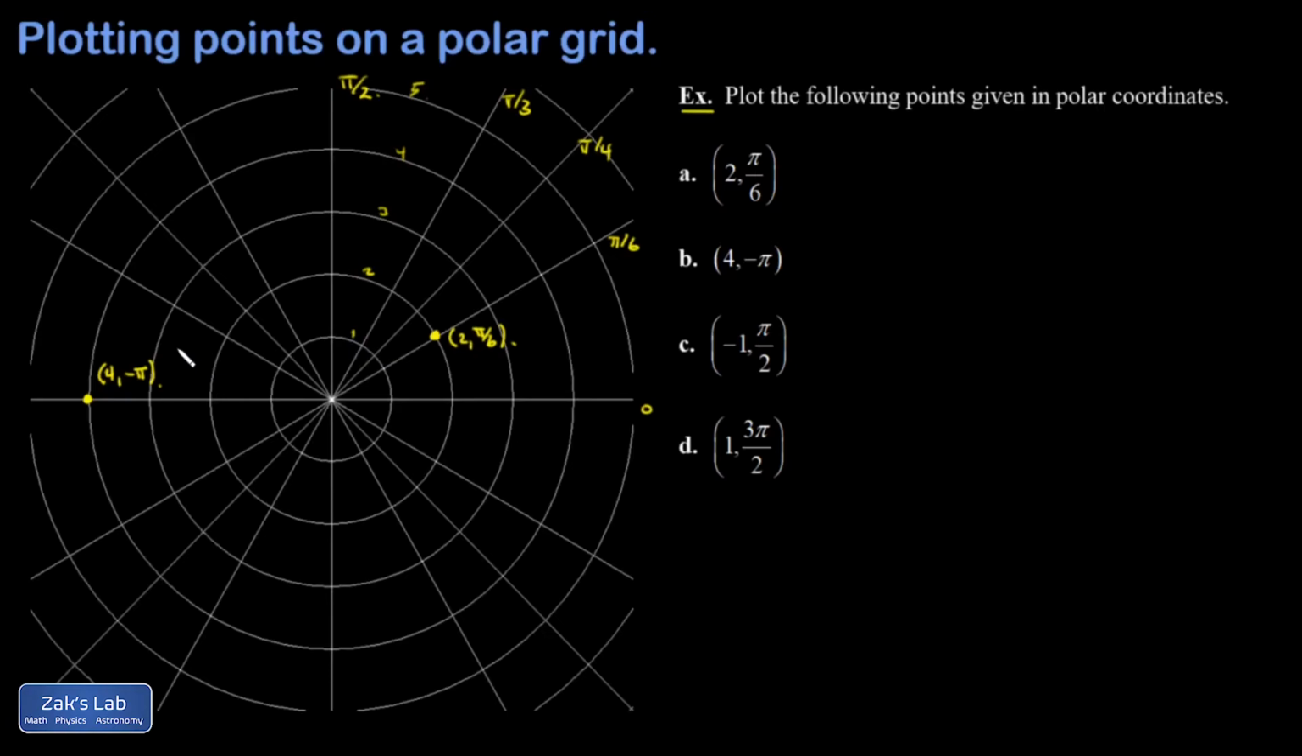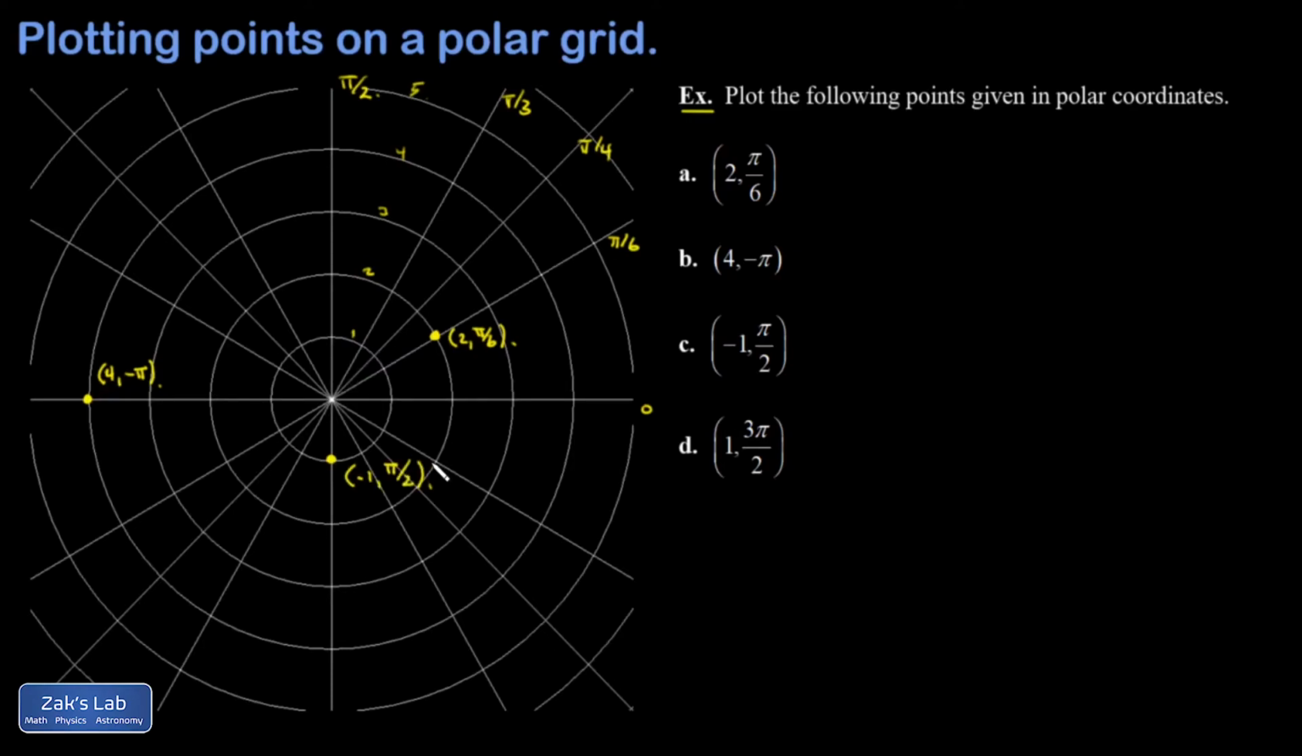So this is a nice reminder of the ambiguity with polar coordinates. I can represent the same point with 4 negative pi, or 4 positive pi, or even 4, 3 pi, or any other plus or minus 2 pi. In part C, I have a negative r, so we're going to go the opposite direction of where we aim. And the direction we're aiming is pi over 2, which is straight up. And then I go negative r, so 1 unit in the opposite direction of straight up.